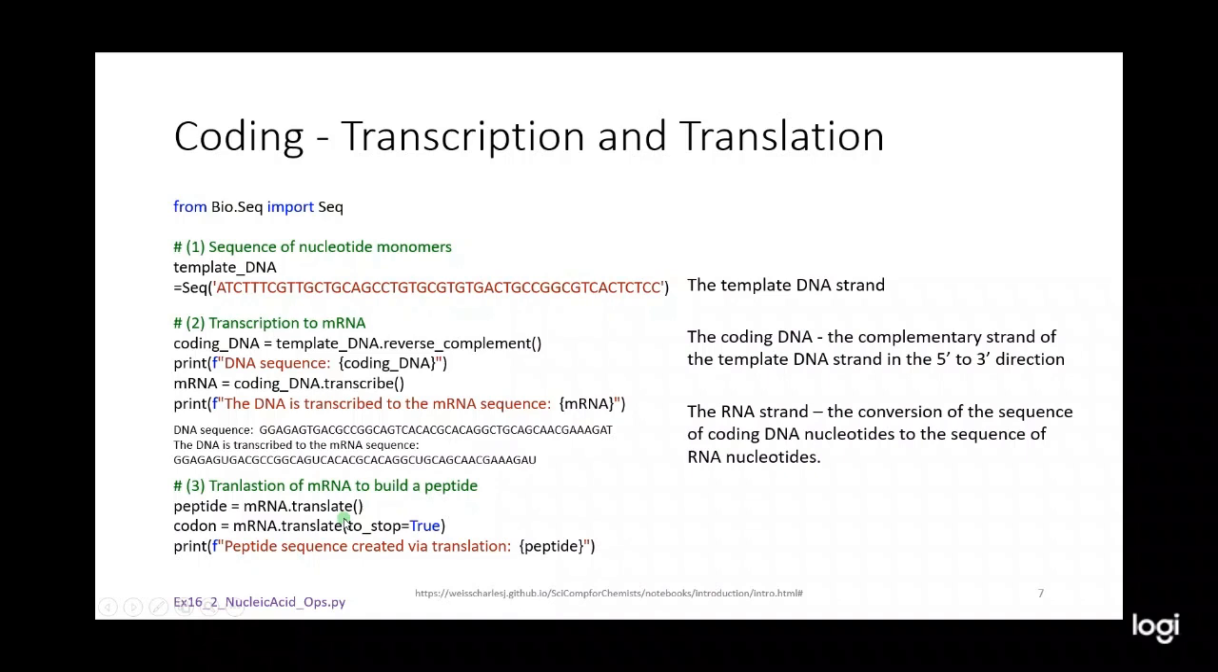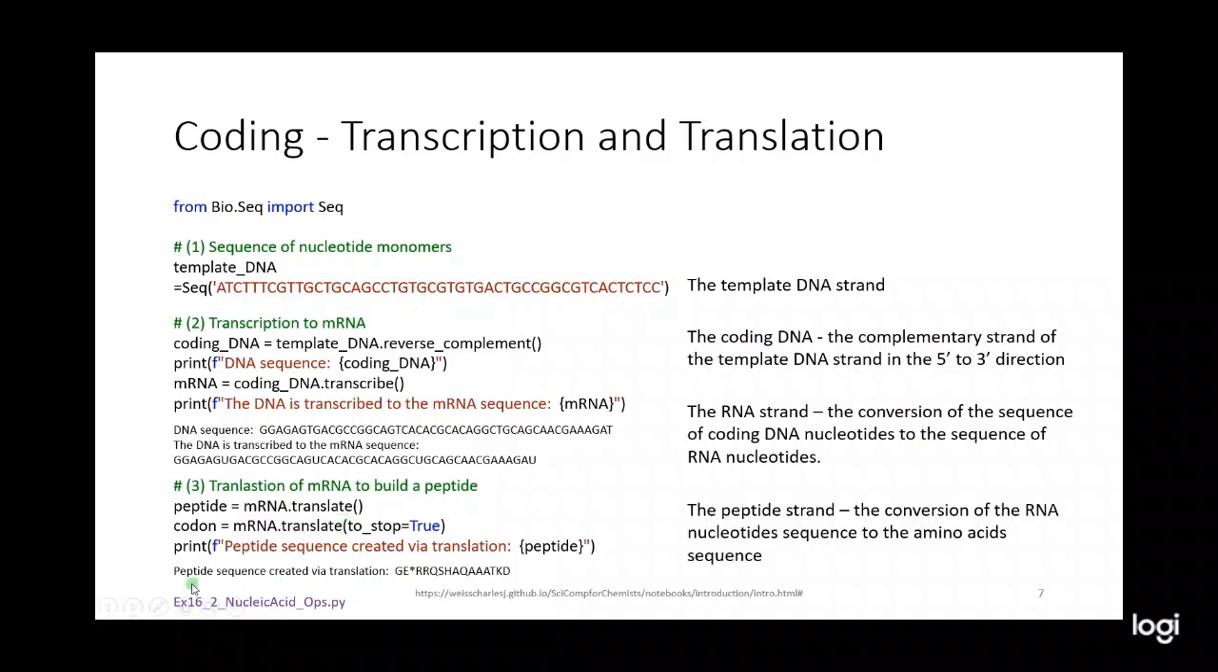During this process, each set of 3 nucleotides is converted into a single amino acid, causing the sequence to shrink. Now you can see that the peptide sequence is created. By using Biopython functions, we can efficiently simulate the fundamental transcription and translation processes that occur in living cells.